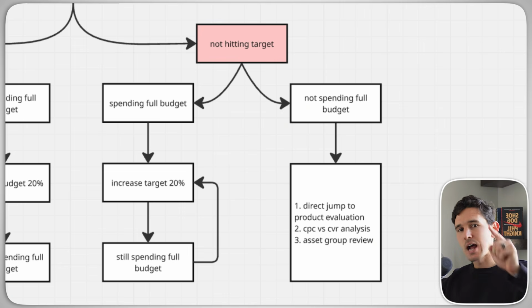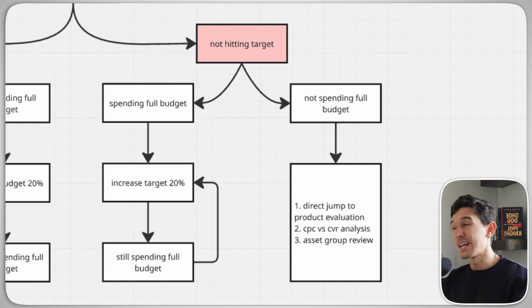Literally as simple as it gets. You have a 300% target, move it to 360 because that's 20% on the 300. If you have a 100% target, move it to 120. And this part right here is a non-stop flywheel. If you're not hitting your target and you're spending your budget in full, increase your target by 20%. If you're still spending your full budget, increase your target by 20%.